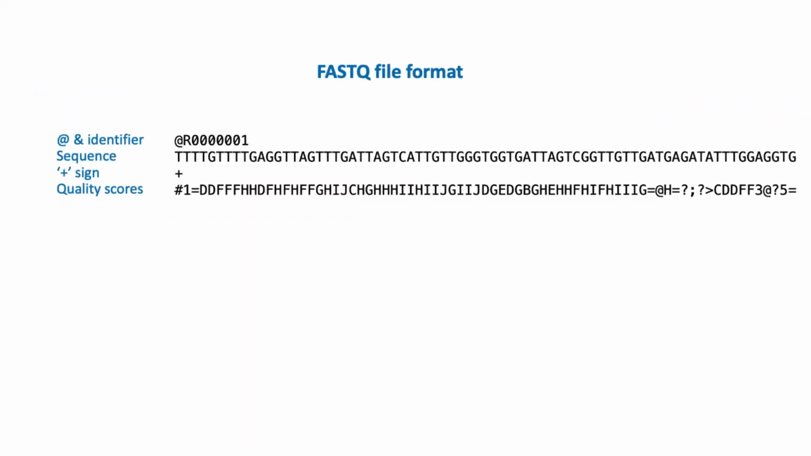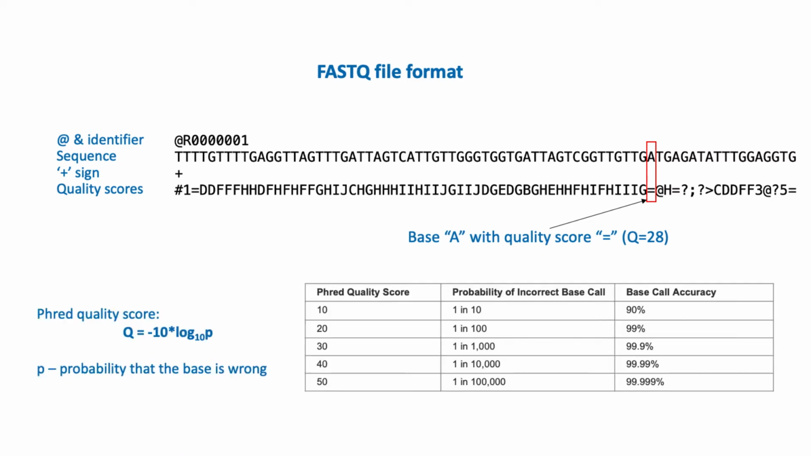FASTQ files provide quality scores encoded by ASCII characters for each base in the sequence. Here in this example, the equal sign encodes a quality score of 28. The quality score can be interpreted as the probability that the corresponding base call is incorrect. This table shows how score values are related to the error probabilities. It is preferable to have most values higher than 20.